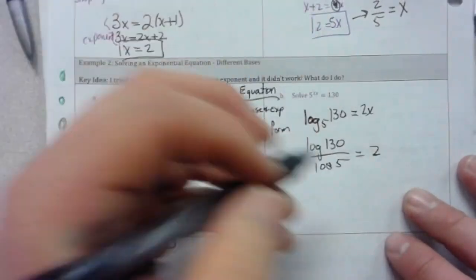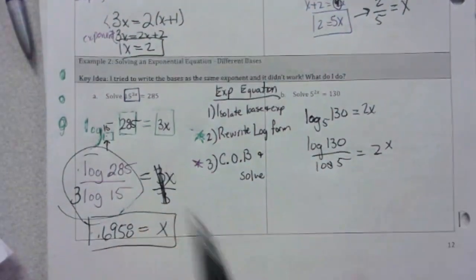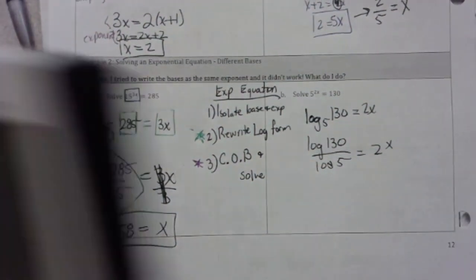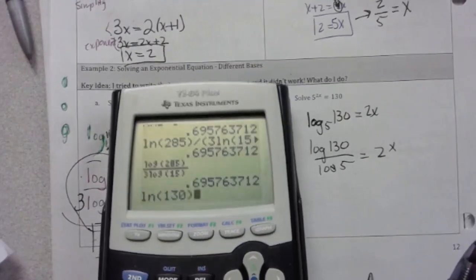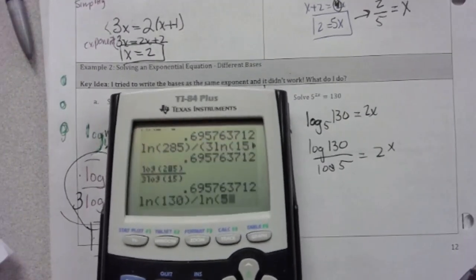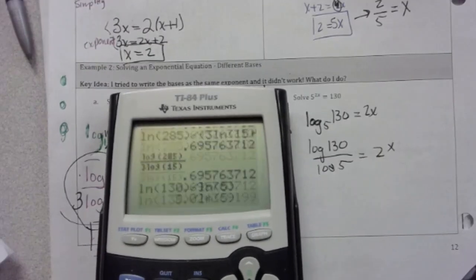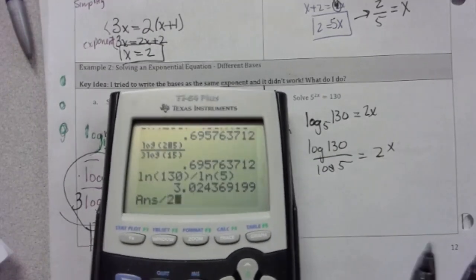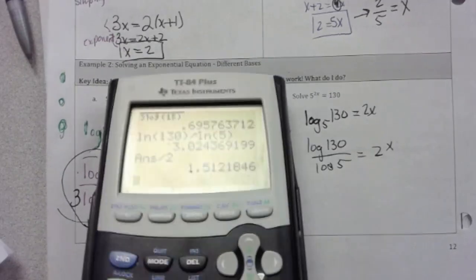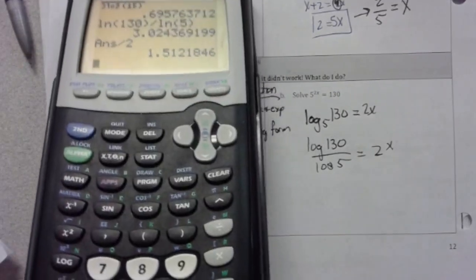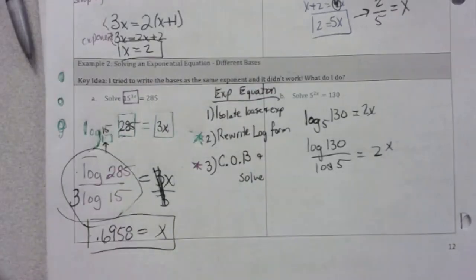Again, you could put that into the calculator. The natural log of 130 divided by the natural log of 5. Divide it by 2 because, again, it's 2 times x. And that's what I come up with right here, right? 1.512.